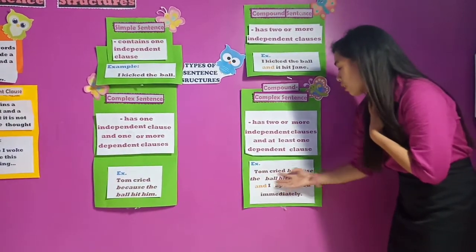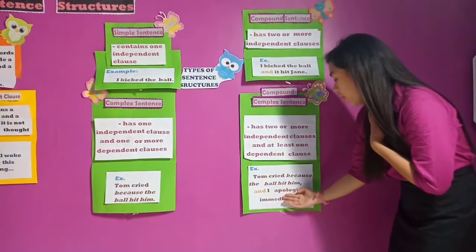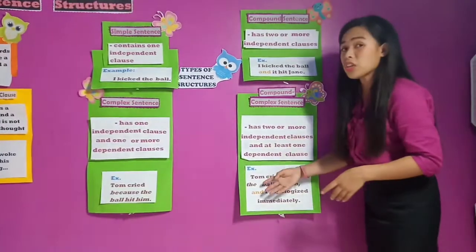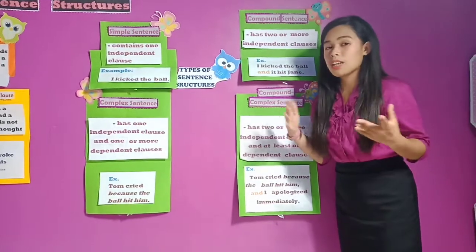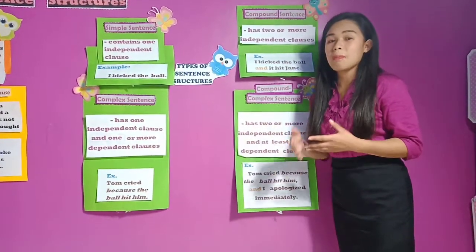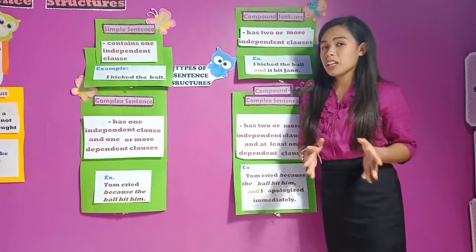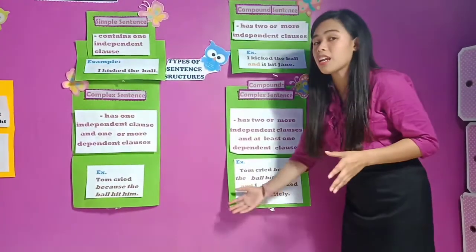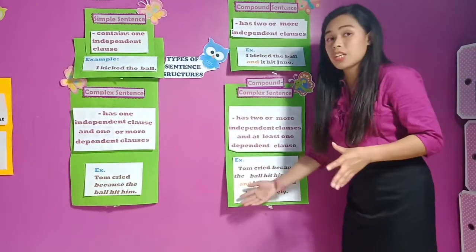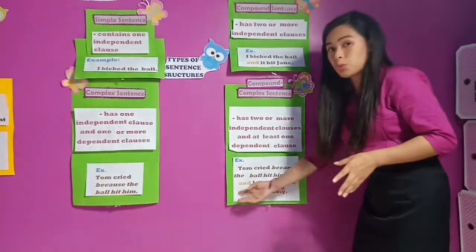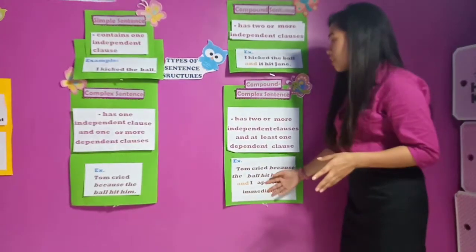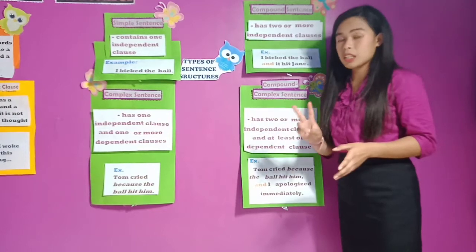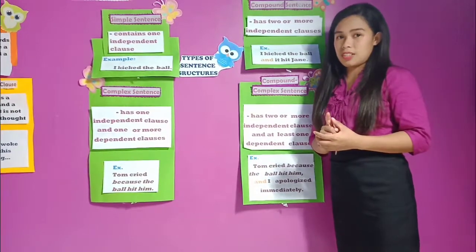And the Tom cried and the I apologized immediately are the independent clauses, which, as we've discussed earlier, has a subject and a verb and a complete thought. I apologized immediately. We can understand it even if it's just this group of words. Thus, a compound complex sentence has two independent clauses and at least one dependent clause.